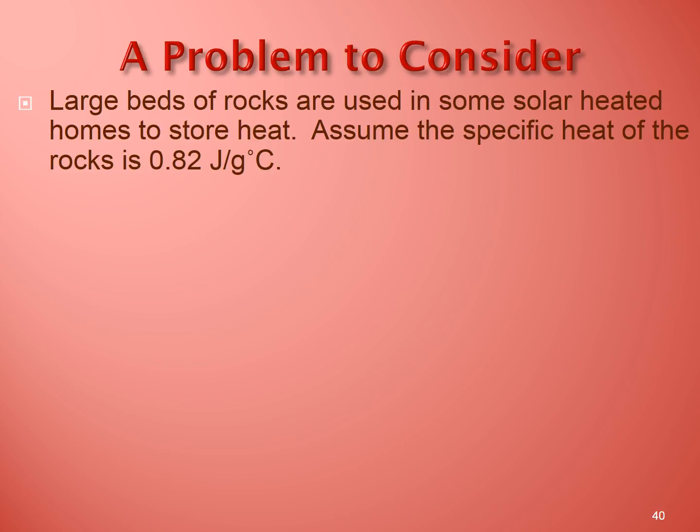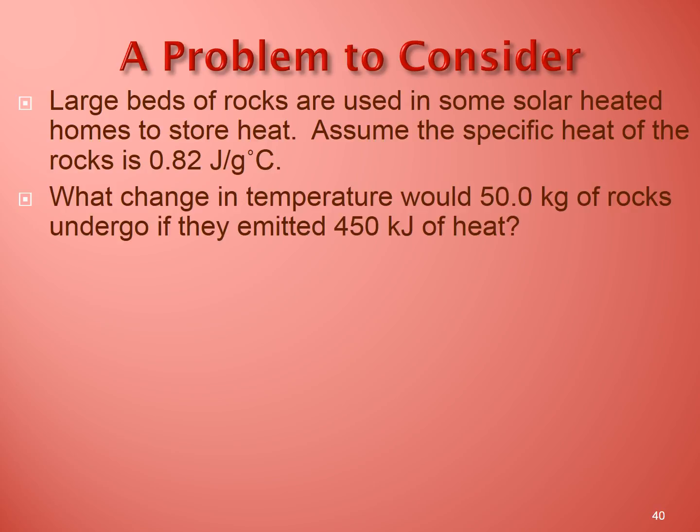Here's another example. Large beds of rocks are used in some solar heated homes to store the heat. Assume the specific heat of the rocks is 0.82 joules per gram degree Celsius. So what change in temperature would 50 kilograms of rocks undergo if they emitted 450 kilojoules of heat? This is good because we want to be careful with the units. So Q equals S M delta T. S is 0.82 joules per gram degree Celsius. And just note that your mass is in kilograms and your heat is in kilojoules.